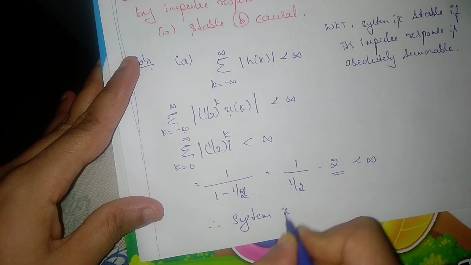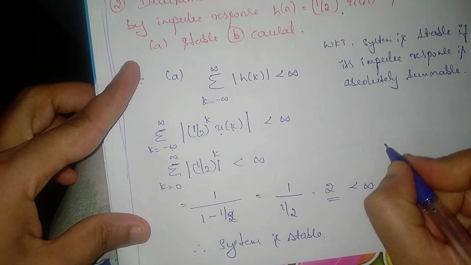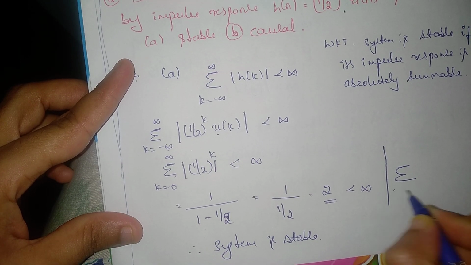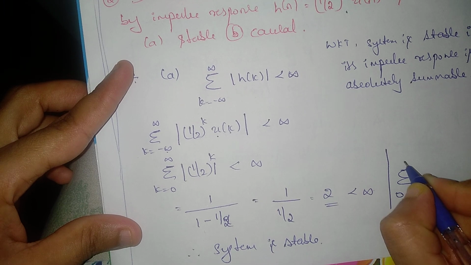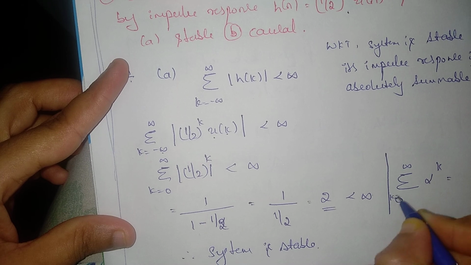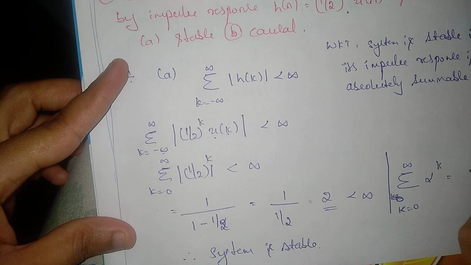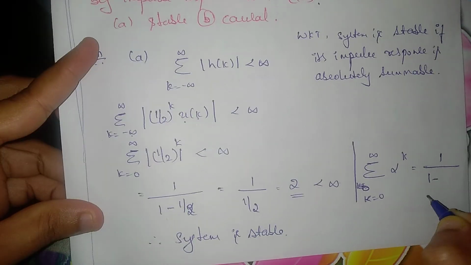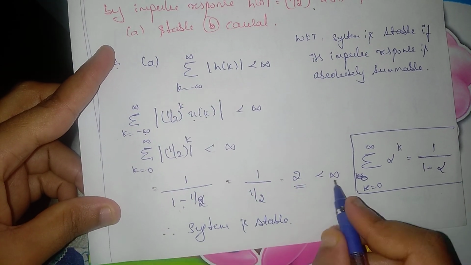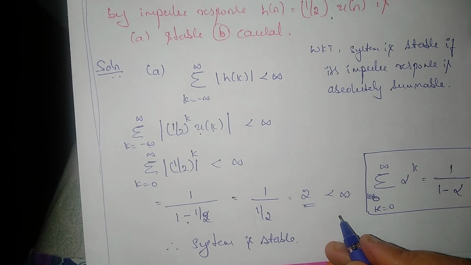Therefore, the system is stable. How I wrote this equation is, as we know, the summation starts from 0 to infinity and it is alpha to the power of k, so k equal to 0 to infinity of alpha to the power of k we can write as 1 divided by 1 minus alpha. From this equation I wrote this and you will get 2, that is less than infinity. So we can say that the system is stable.